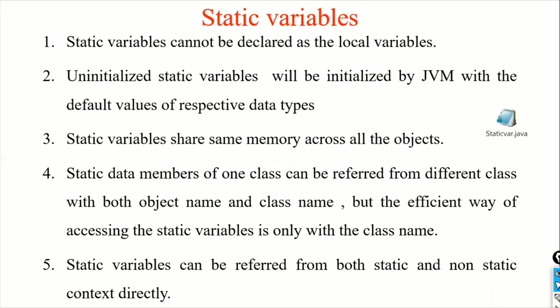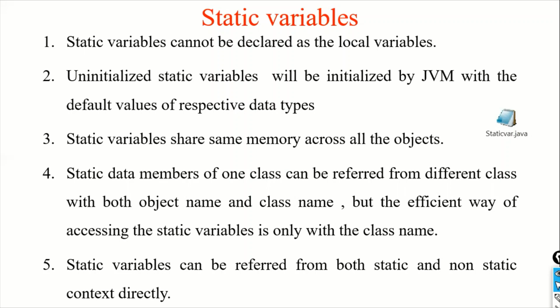Static variables. The first and foremost point that we need to remember is that static variables cannot be local variables. All the local variables must be non-static only. All the uninitialized static variables will be initialized by the JVM with the default values of the respective data types. Static variables share the same memory across all the objects. This is again one of the important points that you need to understand with respect to static variables. Static data members of one class can be referred from a different class with both object name and class name.